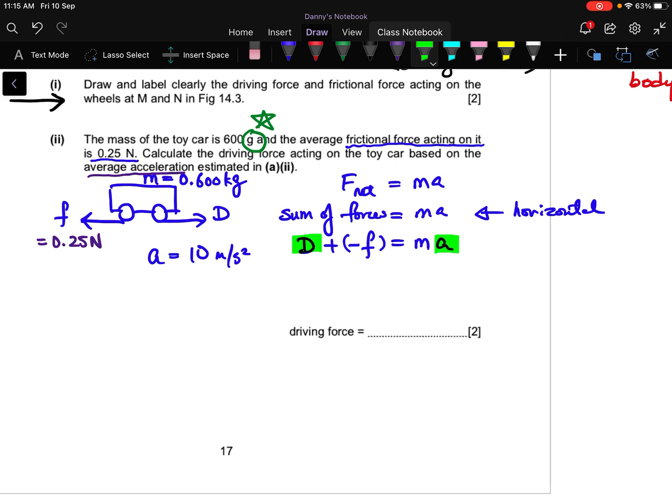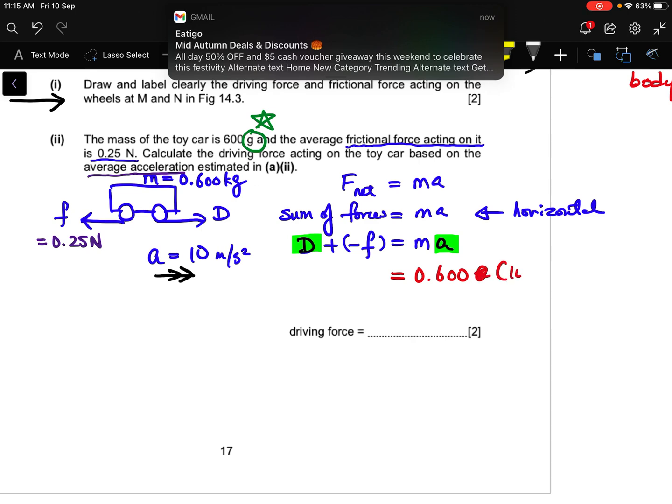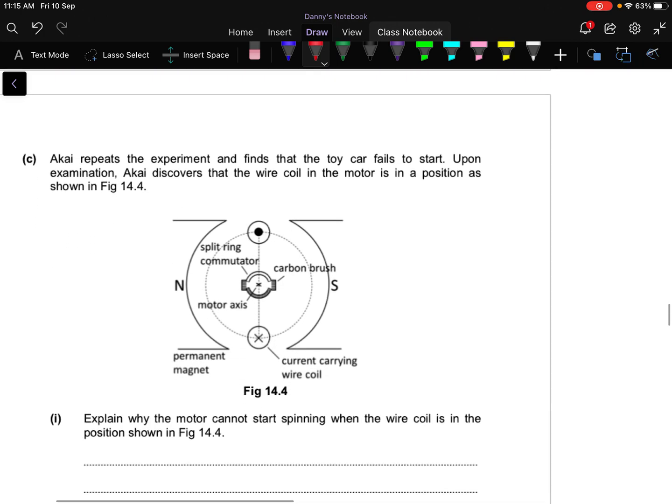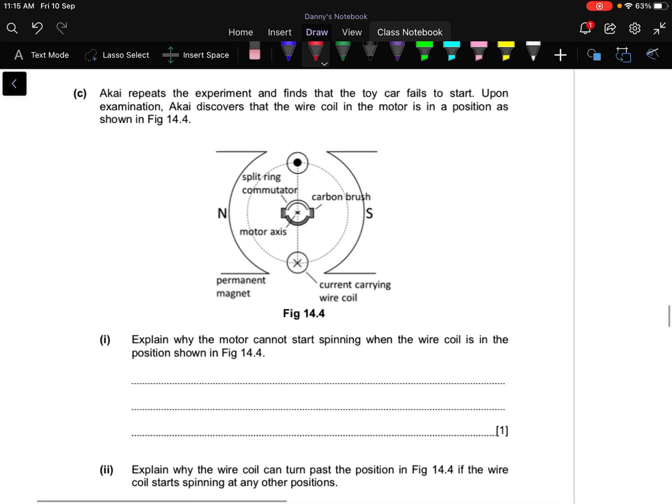You need to know that your D and A has to be the same signage, because you know that the car is accelerating in this direction. Yeah. So once you have that, it is a matter of correct substitution. Remember that your mass has to be converted in kg. So this, then you got A, you also know, is 10. And then you have your D minus 0.25. So if you do your math correctly, you should have 6.3 Newton corrected to 2 SF.